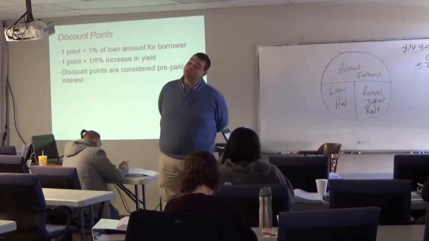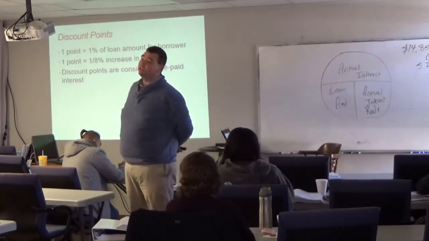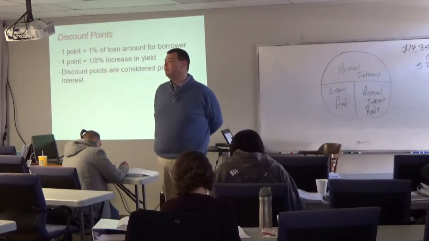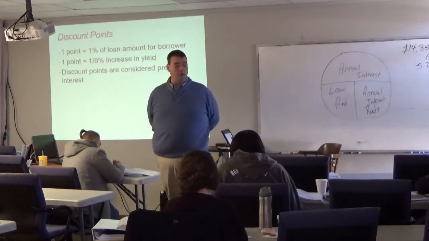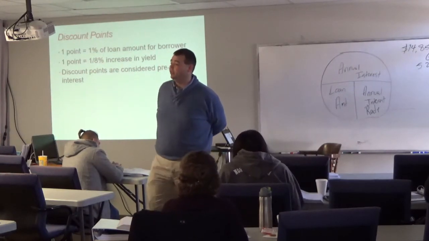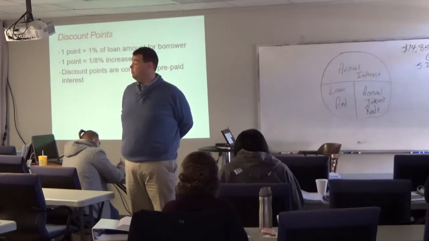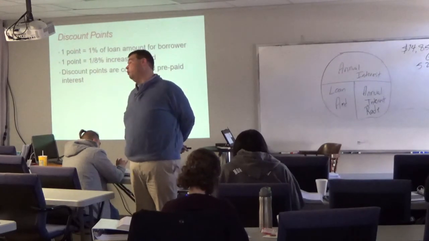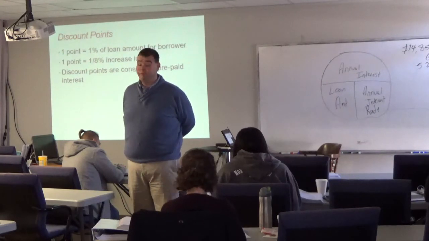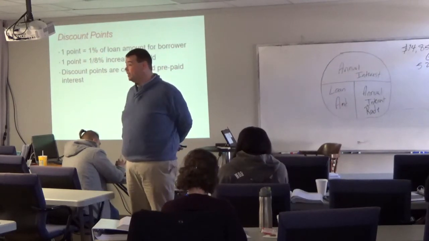So, how much would 6 discount points change the rate? Each one changes at what? 0.125. So, 0.125 times what? 6. How much is the rate going to change? 0.75%, right? So, if the rate was 4.75, what's the rate now going to be?